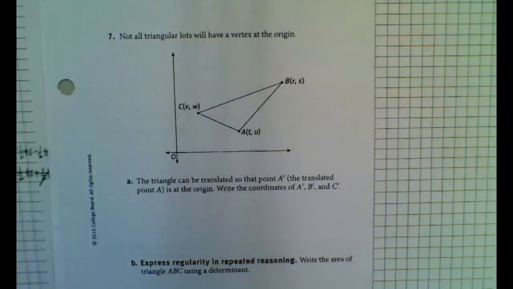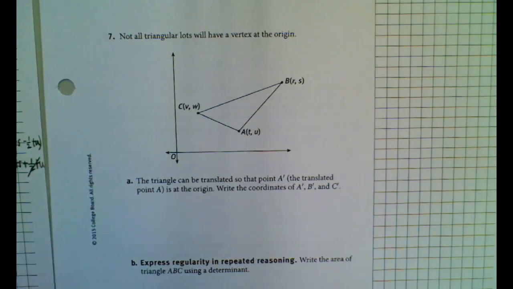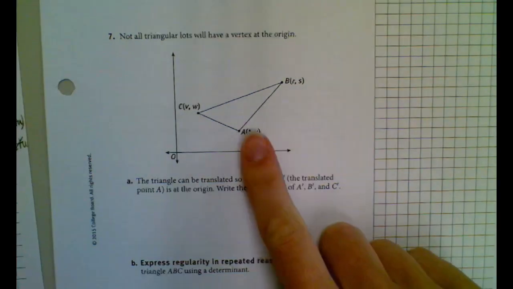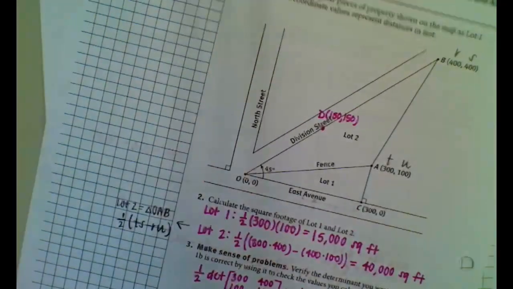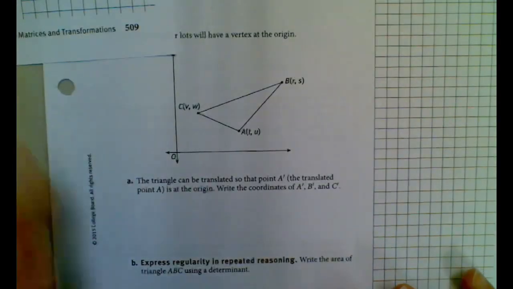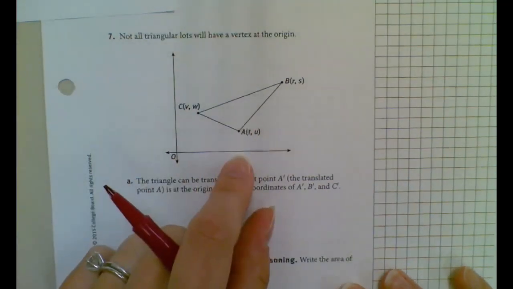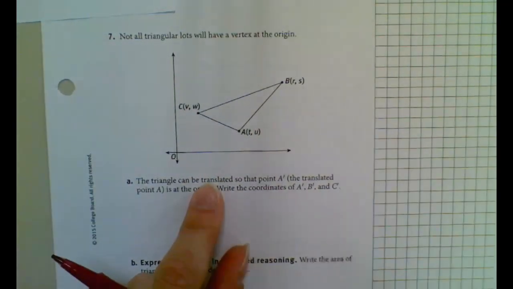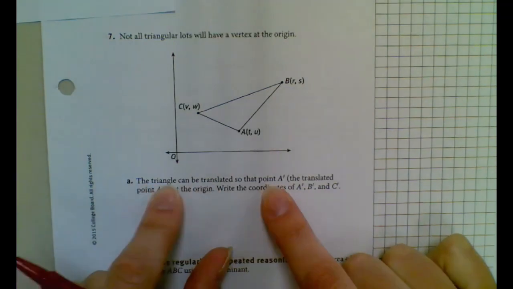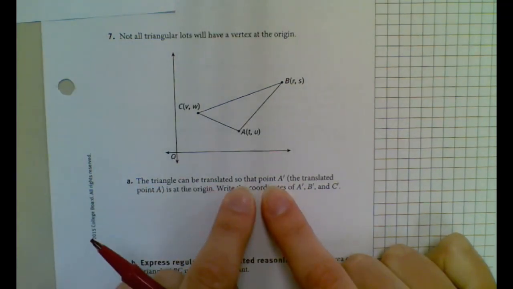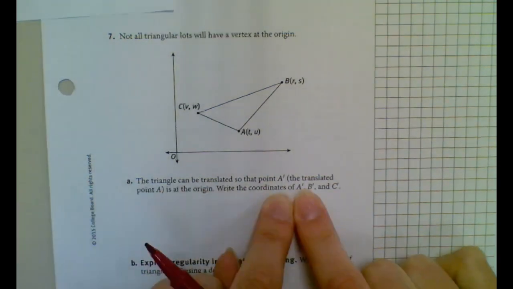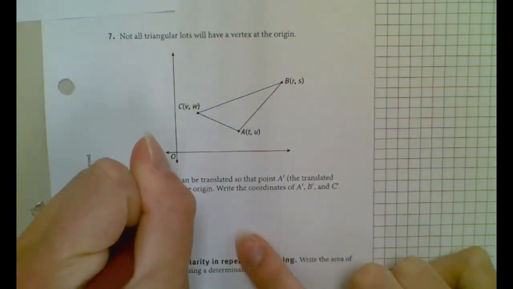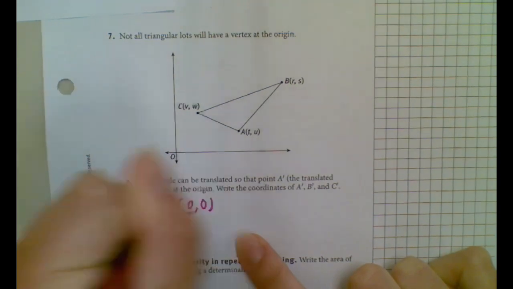All right, now on number 7, it says not all triangular lots will have a vertex at the origin. So if you guys notice here, none of these points are at the origin. Here we had O at the origin and O at the origin. So if you do not have the triangle at the origin, you can translate the triangle so that it is at the origin. So the triangle can be translated so that point A, which is the translated point of A, is at the origin. Write the coordinates of A, B, and C. So A, we're moving to 0, 0.